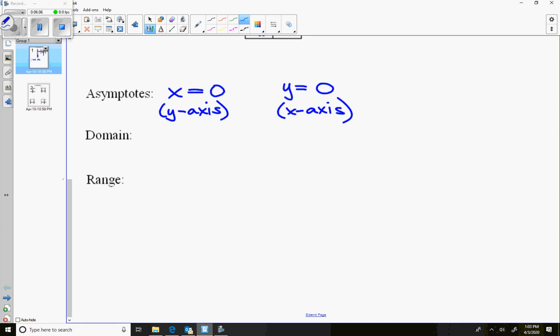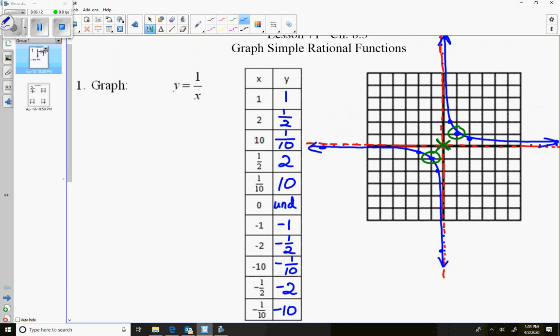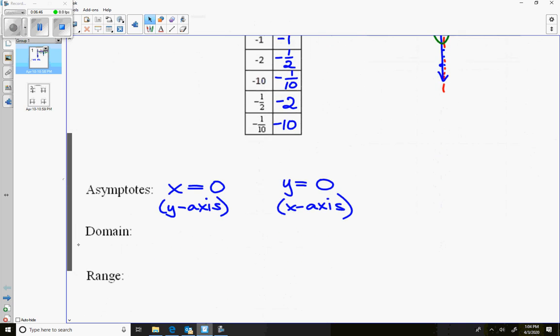What is your domain? Domain is the x's. So looking at this graph, what x values are represented by the graph? Is it everything? Is it all the reals? Well, it clearly goes forever to the left. Definitely goes forever to the left. Does it go forever to the right? Definitely. But does it go everywhere in the middle? The answer is no, because we have this vertical asymptote. In this case, the asymptote's at 0.